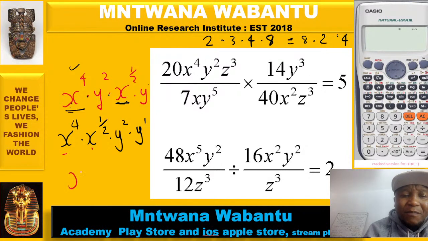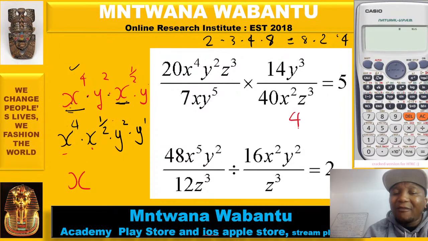The bases are the same, so I only write one base and then add the powers. 4 plus a half is going to be 4 and a half. So what is 4 and a half? We multiply and then we add. If you want to change to improper, you multiply this and then you add that one. 2 times 4 equals 8, and then you plus 1 equals 9 over 2.